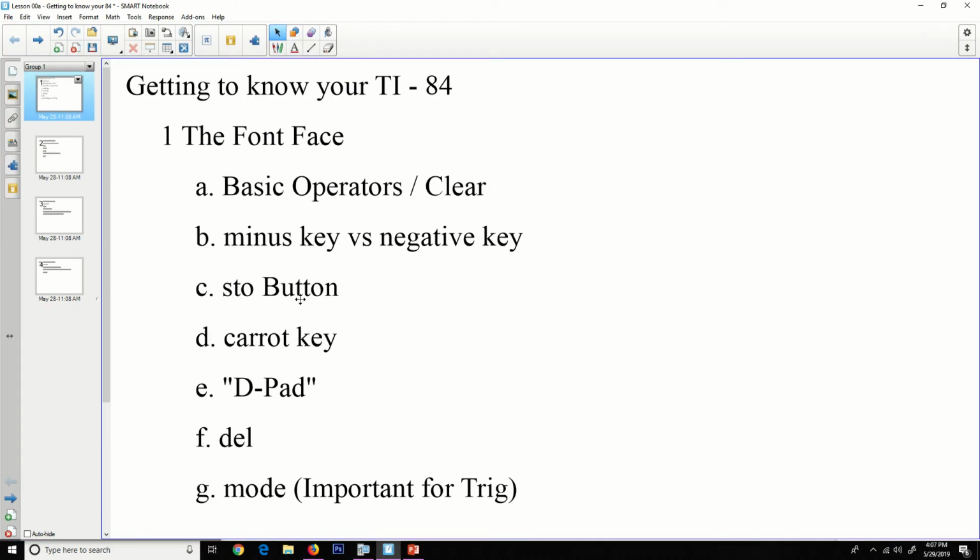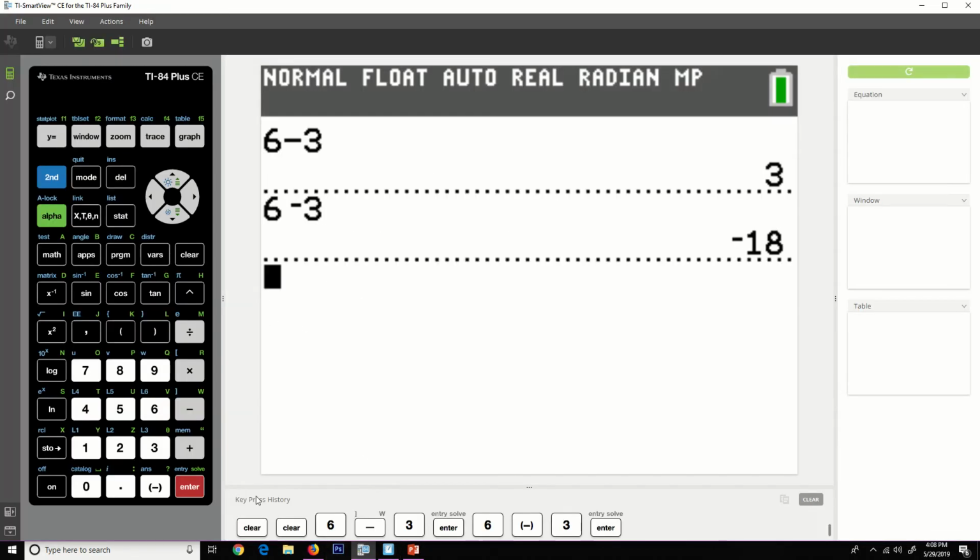The STO button, if you want to store some values, you can do that. If you have something that you're going to use over and over again, or if you have an answer to a part, let's say we have a question that has multiple parts, a part A, a part B, and a part C, and you're going to use the answer from part A in both B and C, and you want to use as many decimal places as possible, you can store that. And so the store key is right next to the 1. It's like a STO with a little arrow.